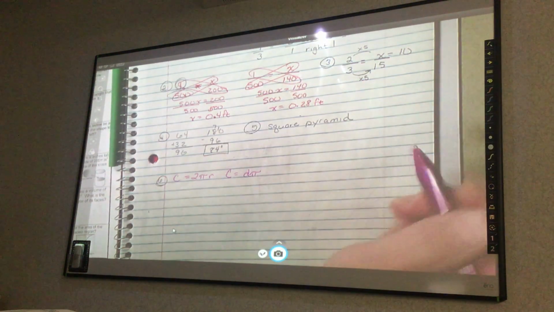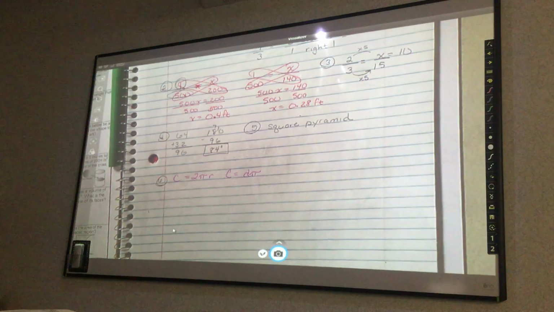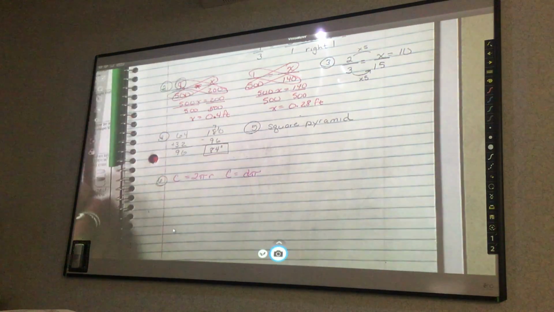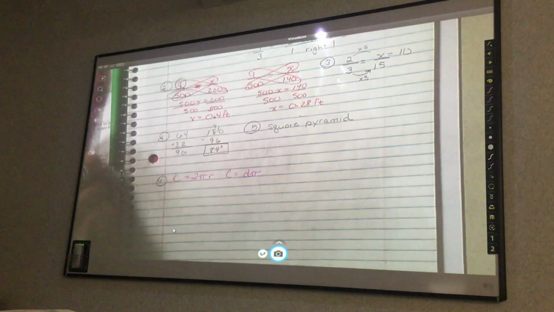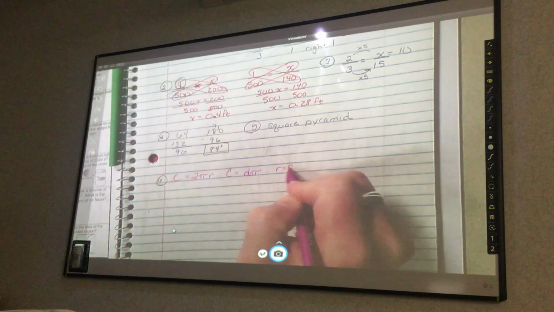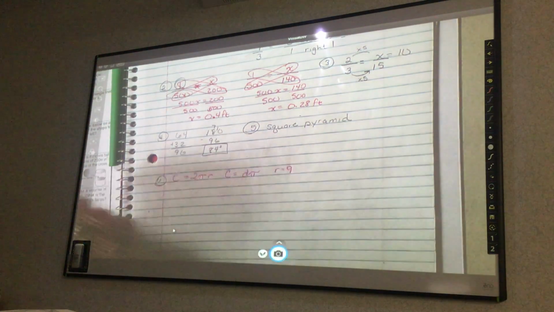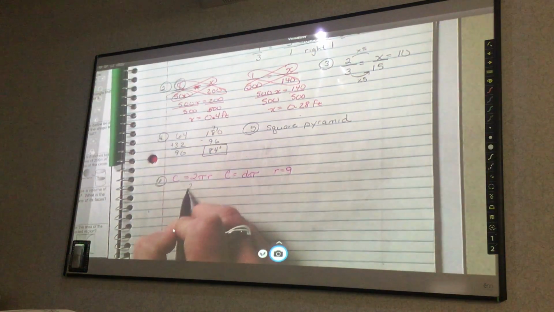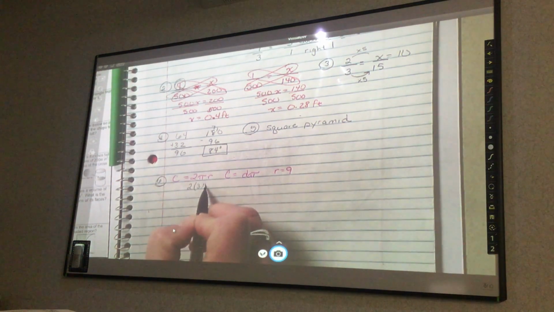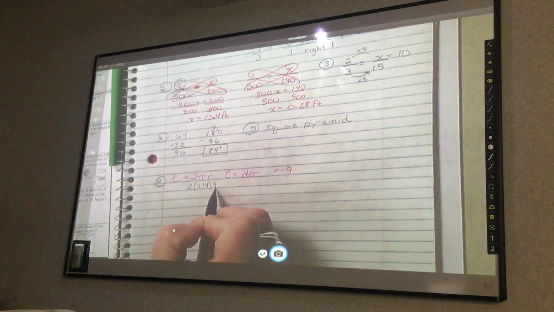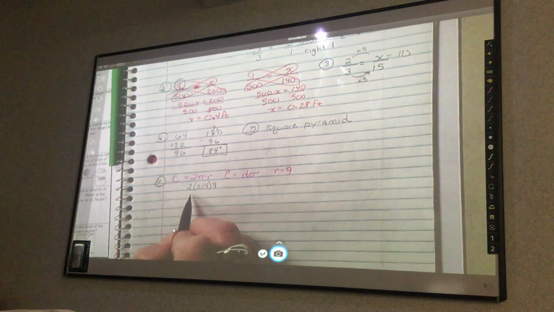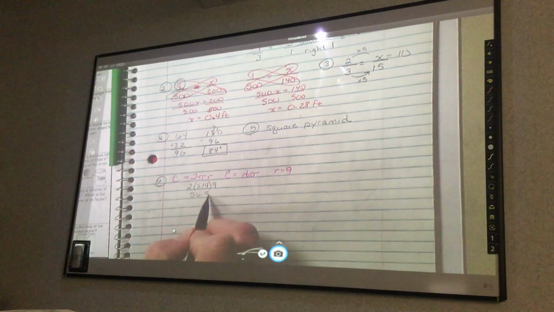So I'm going to start with the circumference. And we know the radius equals 9. So which one do I want to use? Well, I'll use this one. So 2 times 3.14 times 9 would be 18 times pi, which is 56.55.